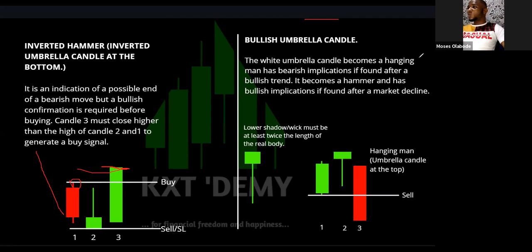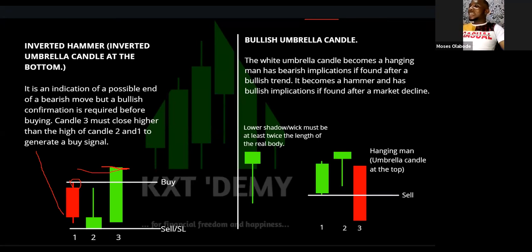Then this next one for me here, this is a white umbrella candle, called the white umbrella candle or bullish umbrella candle. It becomes a hanging man. This is the pattern called hanging man. When this candle called a hammer is at the top of a market trend, it is called a hanging man because it's more like there's a rope at the top of the trend and someone kind of stifles his neck, so that kind of thing. So it is called a hanging man, all right?